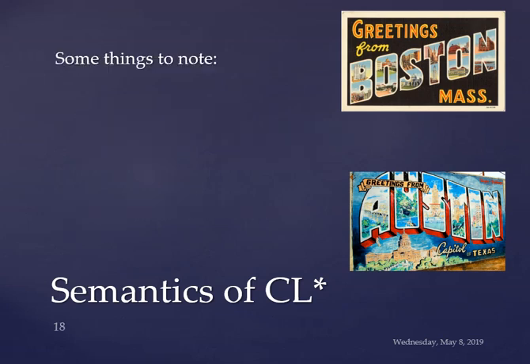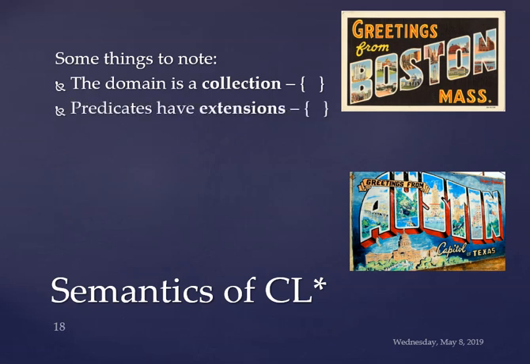Now, some things to note. The domain is a collection of things, so it's indicated by sets, by curly brackets. Same thing with predicates. They have extensions, also indicated by curly brackets. When you see curly brackets, you should think set. And believe it or not, this right here is a set. Right now it's empty. There's nothing in it. But there is such a thing as the empty set. Just think of the set of all the unicorns in the world. That is a set. It is empty. There are no unicorns in it.